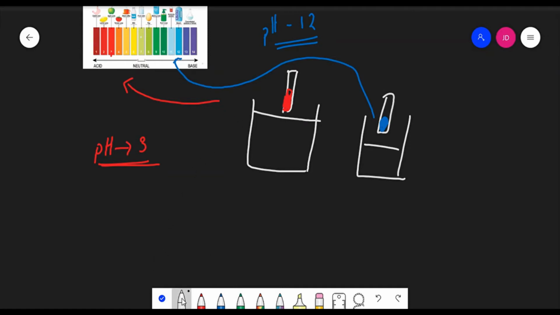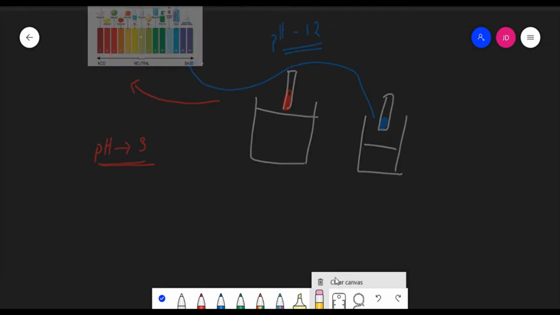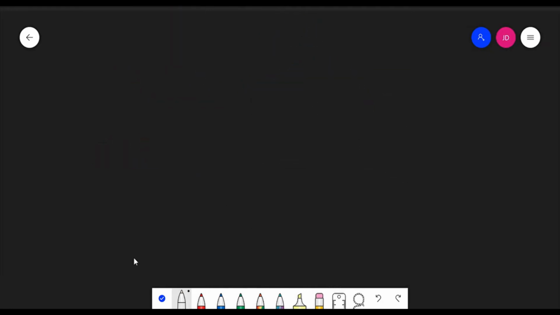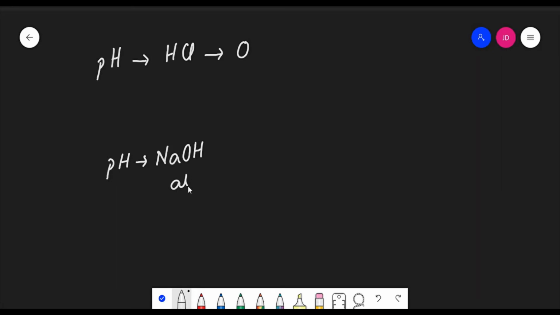So let me clear this canvas. Here, we understood that the pH of an acid, let us take our HCl, will be, let us say, 0. And the pH of NaOH, which is a base that dissolves in water, so I will call it an alkali, will be 14 maximum. That is the strongest base and the strongest acid.